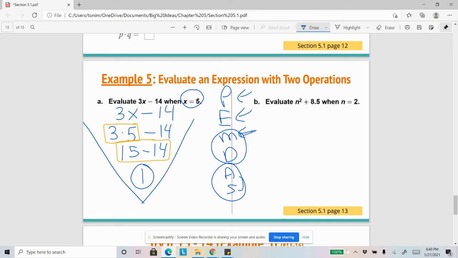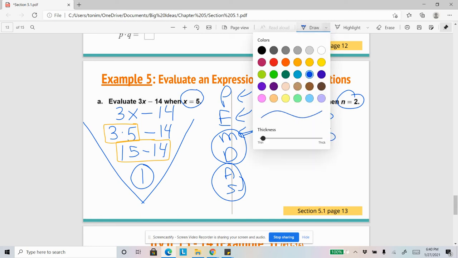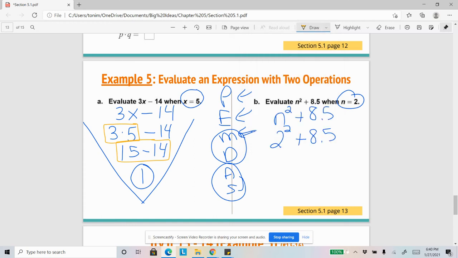So let's do problem B. We're going to say n squared plus 8.5. We're going to substitute our variable for the number they give us. So n is 2, so it's going to be 2 squared plus 8.5. Now we have to look to see what we're going to do first. 2 squared is an exponent, and here is addition. Exponent goes first, so we're going to box it or highlight it.